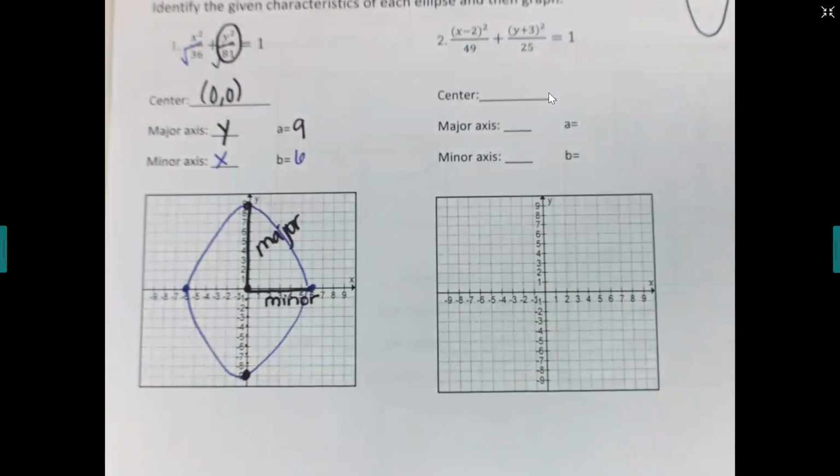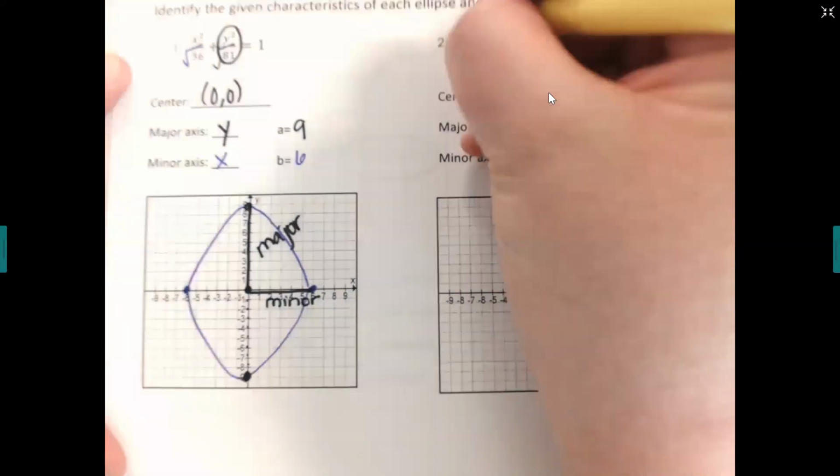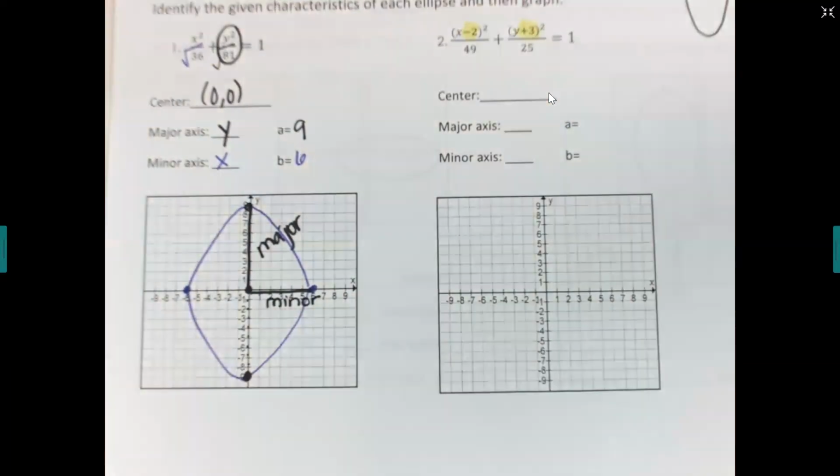So very similar, but our center is different. What's our center going to be if I have a -2 and a +3?